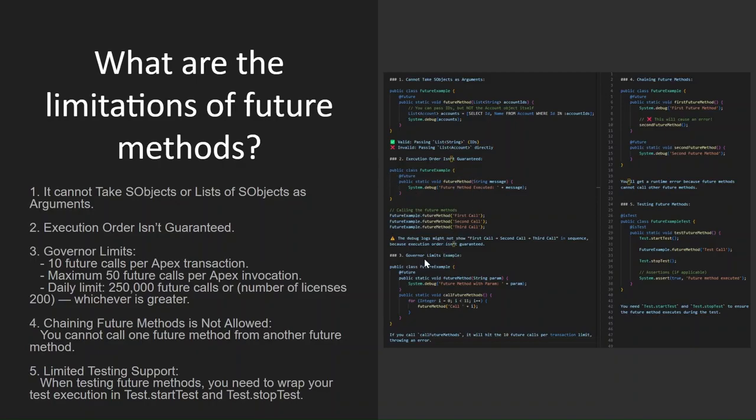Then we have this governor limit example. So governor limit is, we can execute 10 future calls per Apex transaction. After that, it will show an error. Then we have this future job chaining, which we can't do. It will cause an error, and you will get a runtime error because a future method cannot call another future method. Then at the very last, we have this testing of a future method. So we are limited to Test.startTest and Test.stopTest to test our future method.